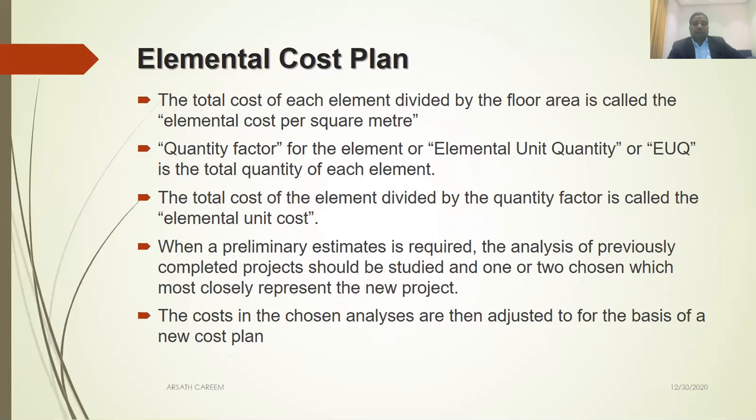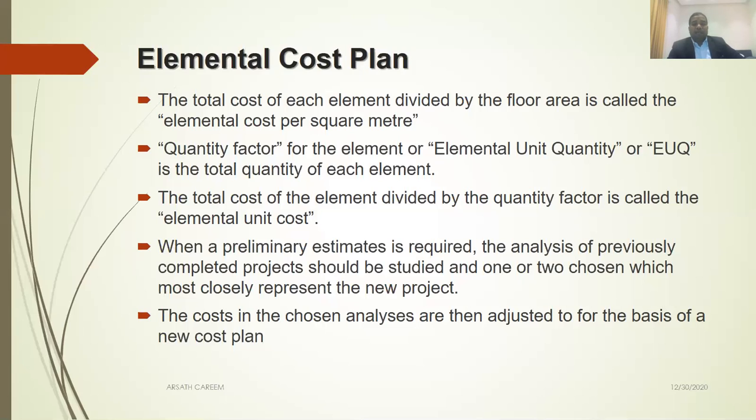So the elemental cost plan, what is it all about? The total cost of each element divided by the floor area is called the elemental cost per square meter. Total cost divided by the floor area, gross internal floor area. Quantity factor for the elemental unit quantity is the total quantity of each element. The total cost of the element divided by the quantity factor is called the elemental unit cost. So these are the definitions. What is elemental unit cost? Total cost divided by the total quantity, you will get the elemental unit cost.